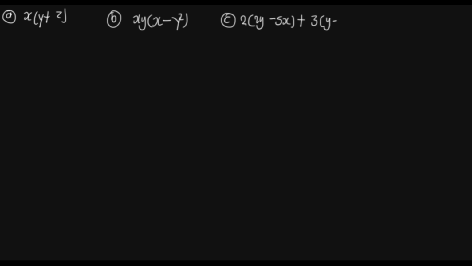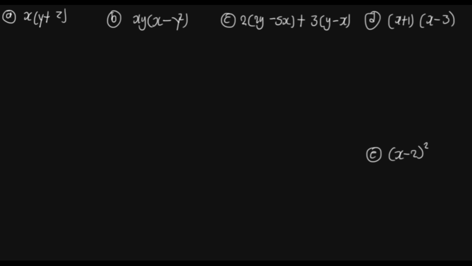Let's say we have the first part, our a, x(y + z), then our b, xy(x - y²), our c, 2(2y - 5x) + 3(y - x), our d, (x + 1)(x - 3). Then we are going to have our e, where we can have (x - 2)². Okay, now let's begin with our part A.